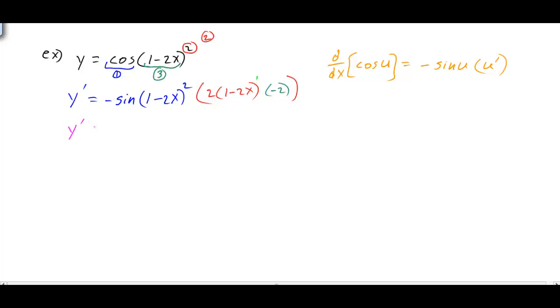So from here, we could do a little bit of simplification. We could take the 2 and negative 2. That would give us a negative 4. So you have the 2, negative 2, and this negative sign. So that's a negative 4 times a negative. So we would have a positive 4. And then we have the 1 minus 2x. And that's going to be multiplied by the sine of 1 minus 2x squared. And that would be our derivative.